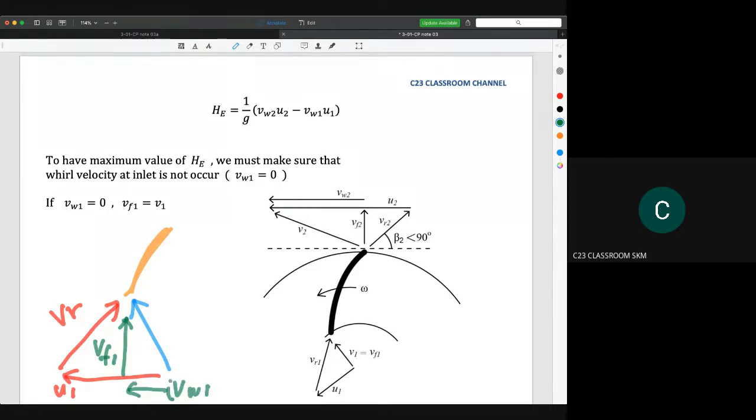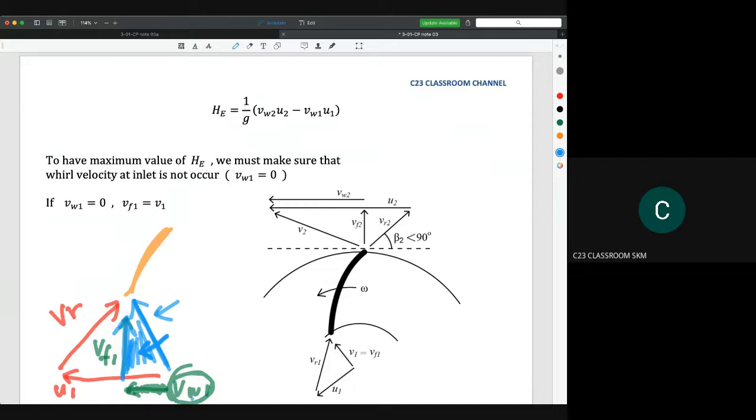So if V1 here is equal to 0, it means it becomes smaller and smaller here. This velocity is moving towards VF1. So this velocity will go like this, become smaller, and if the velocity V1 is equal to 0, it will be equal to VF1. I hope you could understand the mechanism of this.